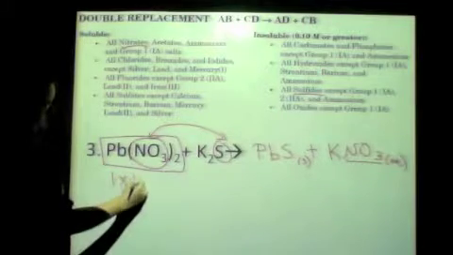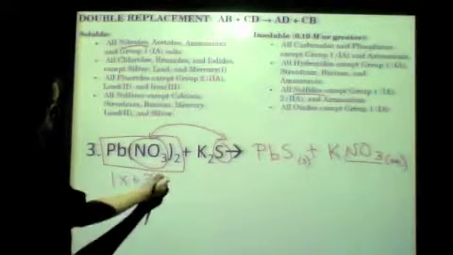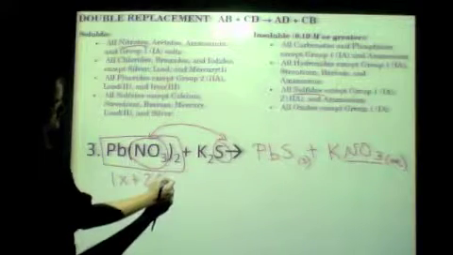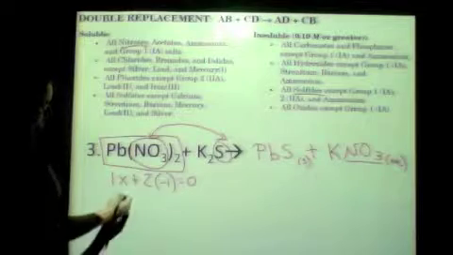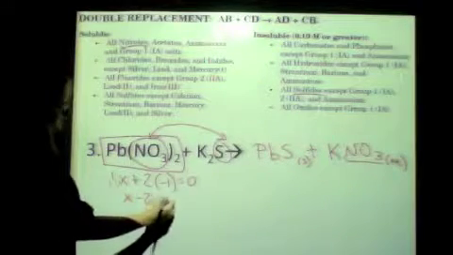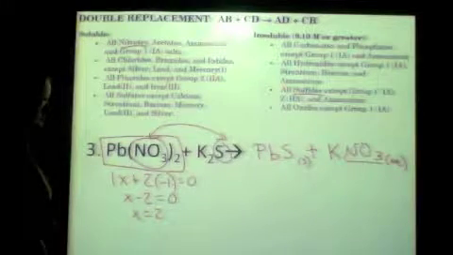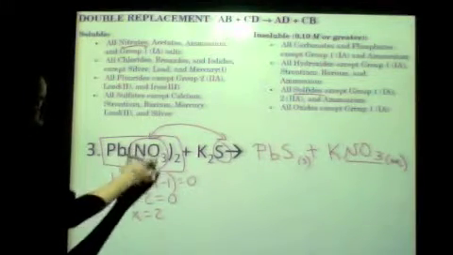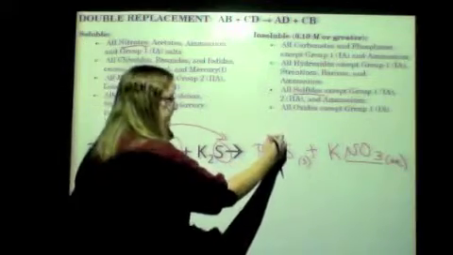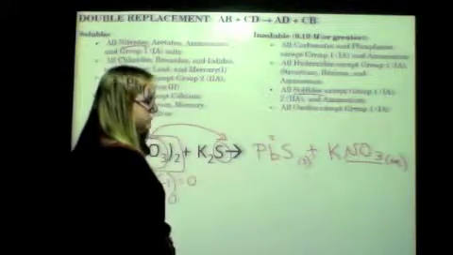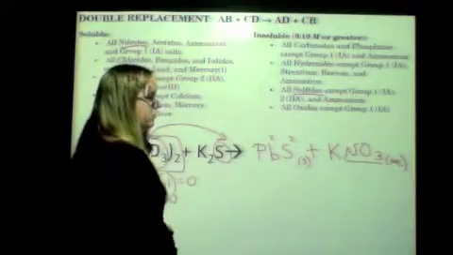1x plus 2, because there's 2 nitrates, times the charge of NO3, which is negative 1. All of this equals 0. So x minus 2 equals 0, x equals 2. So since lead has a charge of 2 in this compound, that means over here, lead also has a charge of 2. Sulfur has a charge of 2 as well.